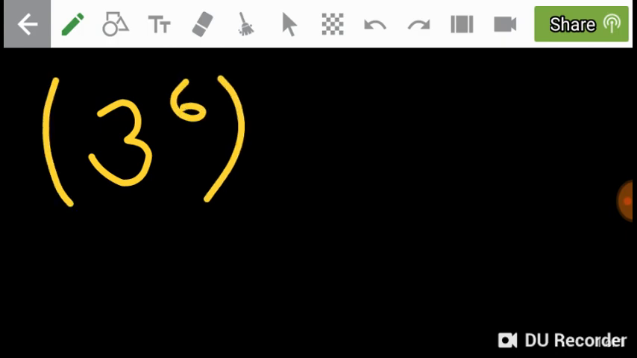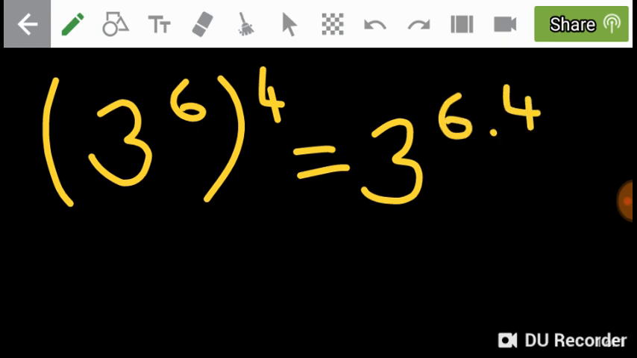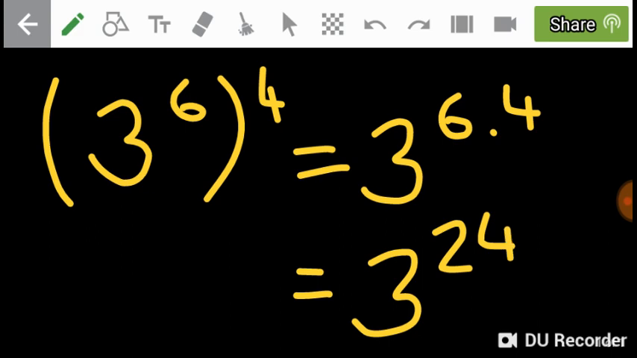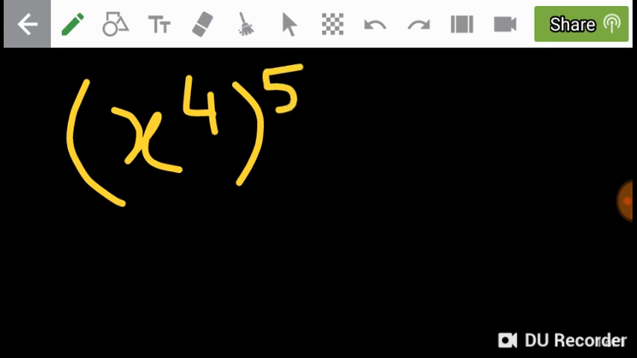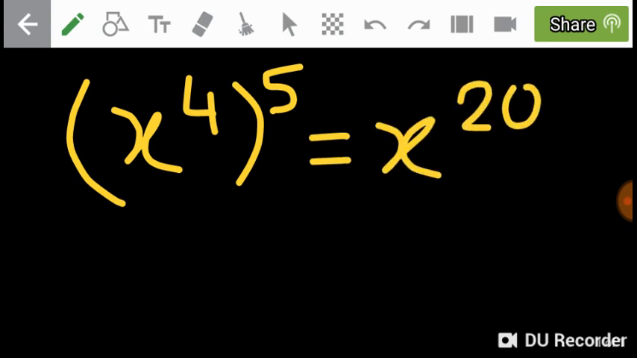Now let us move to the next problem. 3 to the exponent 6 and we give 4 here. So 6 multiplied with 4. As a result, you get the answer 24. So now let us move on to the next rule. But before moving on to that, let us see one more example where we use a variable like x. So what should this one be? 4 multiplied with 5. So I'm not doing that step. x to the exponent 20. So this is the rule whenever there is an exponent outside the bracket.